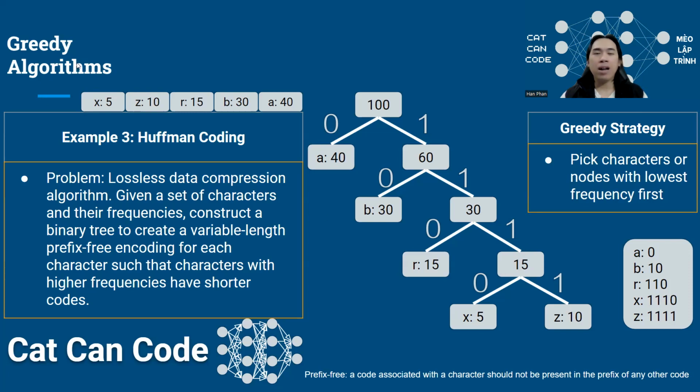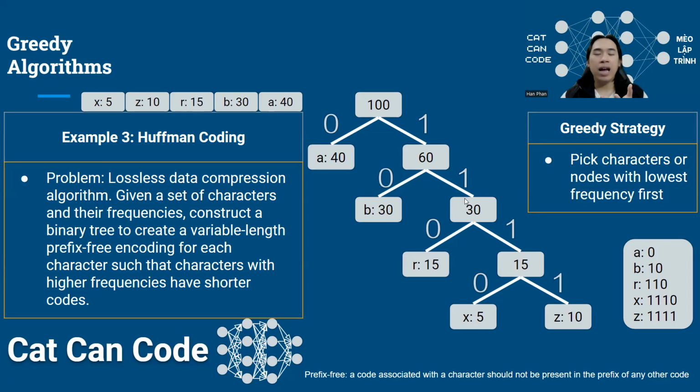Now this node will be part of the comparison for picking the greedy strategies, for picking the characters or the node. So now we have 15, 15, and then the node 15. And I will pick these two. So these two are the next two smallest nodes or characters, right? 15 plus 15 is 30. So I have a new node here, 30. But I also have a character B here, also 30.